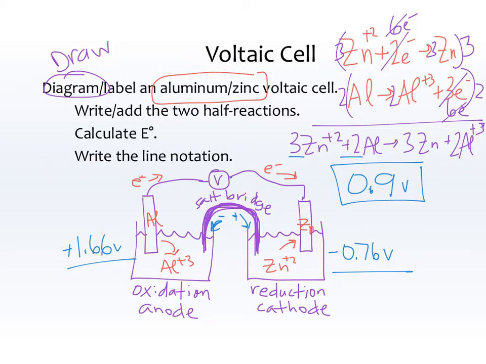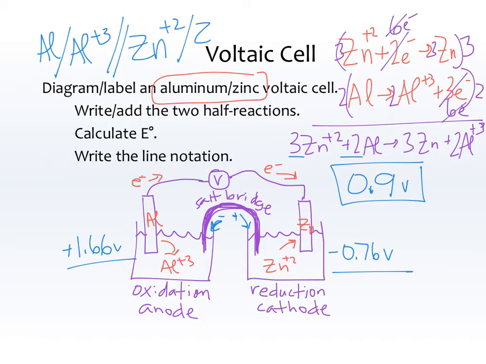Last thing is the line notation. I'm going to erase that, and I'm going to put the line notation up there in the corner. The line notation is what's happening in this reaction going from left to right, starting at oxidation, ending at reduction. So we have, on the left, Al turning into Al+3, double slash. In the other beaker, we have Zn+2 turning into Zn. And that is my line notation. The line notation will always start with oxidation on the left and reduction on the right, even though in your picture you might have it flipped.